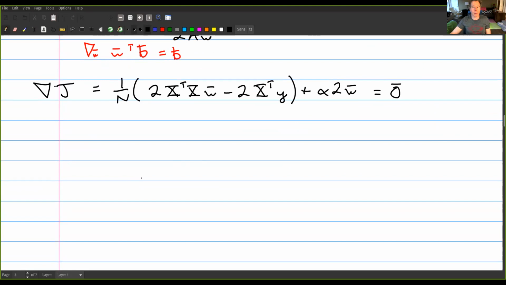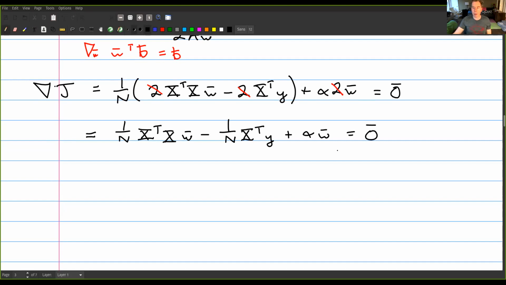Okay, so let me multiply in this 1 over n. So this becomes, I'm going to cross out these 2's right now. Everybody see that you could factor a 2 out of everything, so there's no point in writing these 2's. You can divide both sides by 2, and then all those 2's go away. So this is 1 over n times X^T X w minus X^T y. And I missed my 1 over n there, so there's 1 over n here too: 1 over n X^T y, plus alpha w equals the 0 vector.